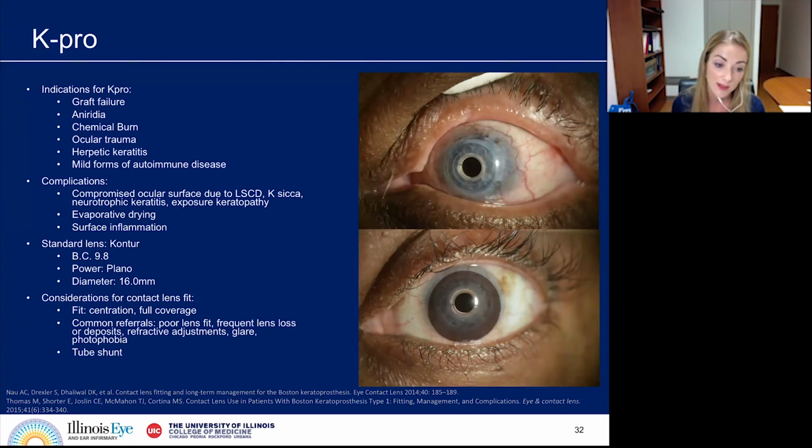Considerations for the contact lens fit include centration and full coverage. At UIC, about 30% of patients continue with the first contact lens that they're given after surgery. A lot of them are sent for refractive concerns, but also poor lens fit, frequent lens loss or deposits, glare, and photophobia are common as well. One consideration is making sure to have full coverage of the tube shunt and not to have any rubbing along that area.